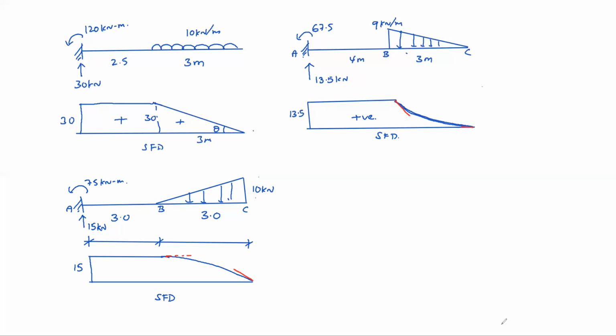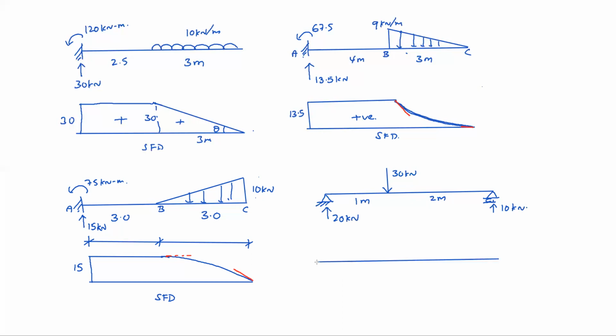Similarly, let us take some simply supported beam. Some point load kind of thing like this. 30 kilonewtons, 1 meter, 2 meter. So you can find reactions, 20 kilonewtons here, 10 kilonewtons here. You know how to find reactions. So after finding reactions, drawing the shear force diagram is very simple.